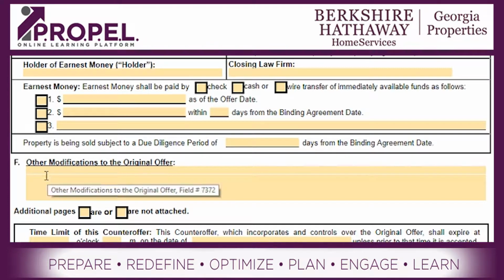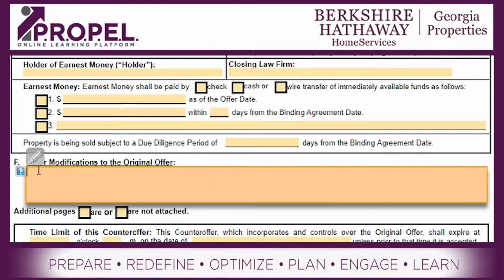And you can also write a few things here, such as what would go here would be something along the lines of, refrigerator in the kitchen to remain with the sale of the property. It may be on the seller's disclosure that it's being taken, but at this price, with an increased price, you might want the refrigerator, or you might want a home warranty, or something would be filled in here. So that's an example of what would go in here.